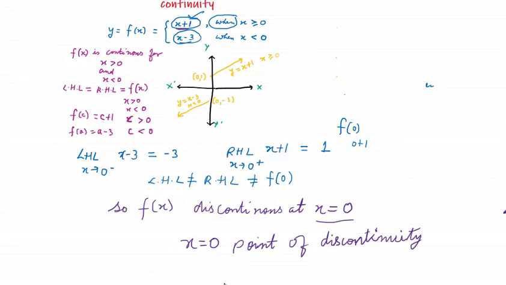Like this only you will solve the questions. Now here is the important point that some students might forget: you have to find the left hand limit, the right hand limit, and also you have to make them equal to f(0) to prove whether it is continuous. If any of these is not equal, then it will be discontinuous.